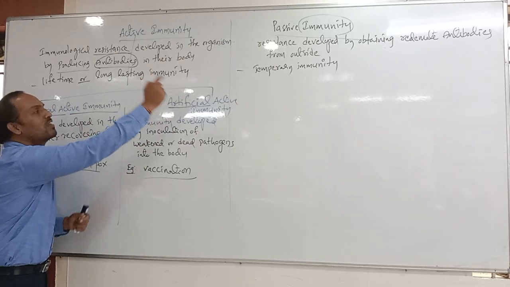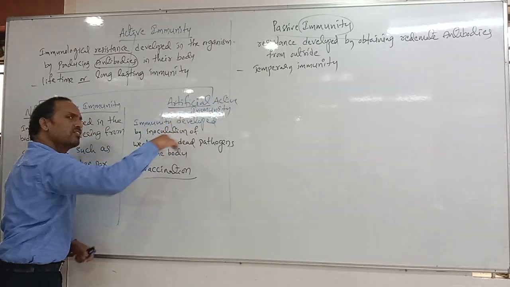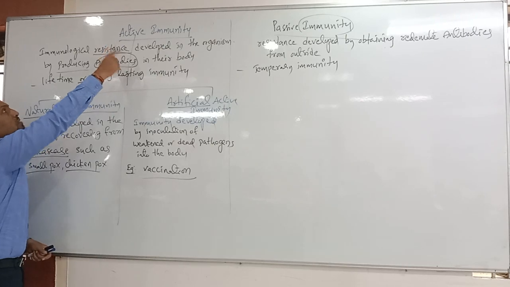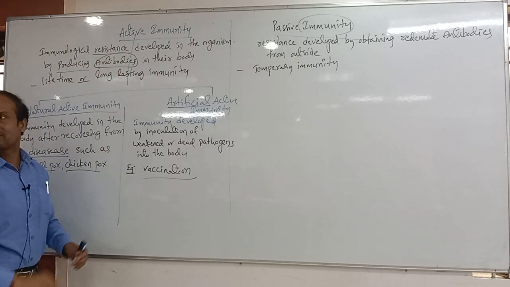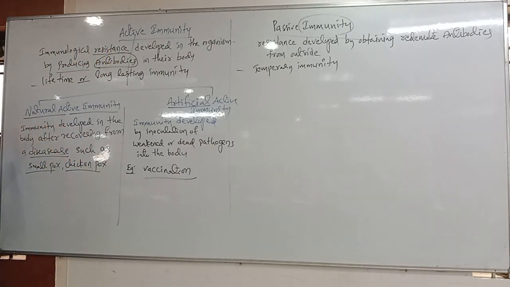That's why we are developing immunity power in our body. That is called artificial active immunity. Naturally developed immunity is called active immunity. Understood? Active immunity means immunity will be developed in our organisms by producing antibodies in our body. But when are antibodies developed in our body? When our body encounters a pathogen. Understood? Okay? So that is called active immunity.